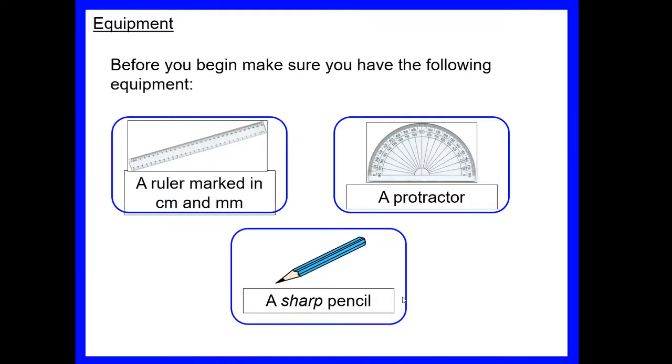Okay, so to be able to complete this lesson then, before we start, you need to make sure you've got a ruler that's marked in centimetres and millimetres, a protractor, so it can be a semicircular one as on the screen or a full circle, and a sharp pencil. You'll also need either your maths book or some paper to draw on. Please pause the video now and make sure you've got all those things before you start.